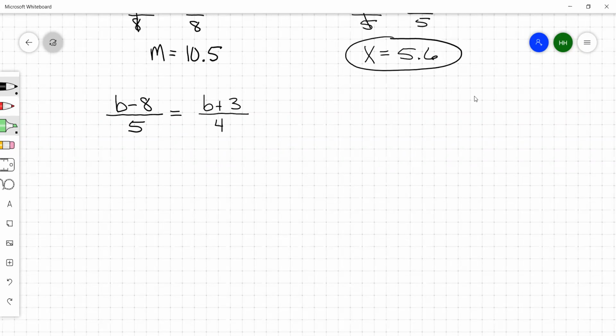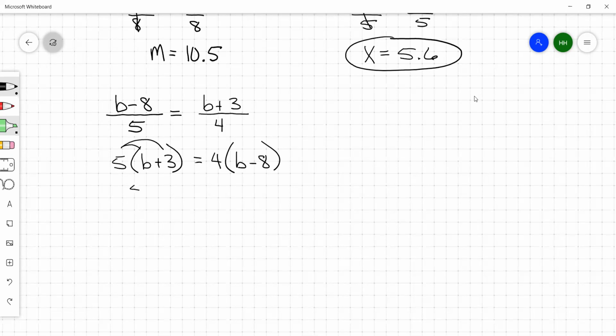But what you do have to remember is the distributive property. So I'm going to do the 5 times b plus 3, and that's equal to 4 times b minus 8. And now at the end of last week, you did this same type problem from this step on. That was solving equations with variables on both sides. So now you just have to do the distributive property twice.